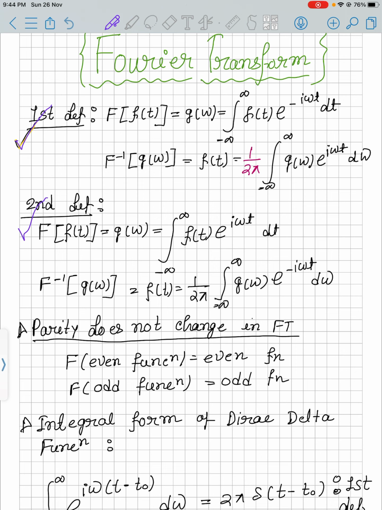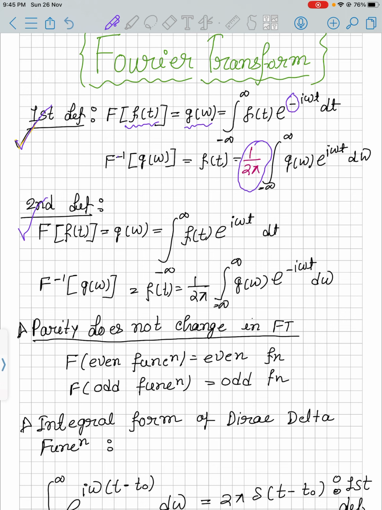The Fourier transform basically transforms a function f(t) into a function of omega. So the Fourier transform of f(t) goes from minus infinity to plus infinity of f(t) e to the power minus i omega t dt, and I have noted down the inverse Fourier transform also. So this is 1 by 2 pi, minus infinity to plus infinity, g(omega) e to the power plus i omega t d omega.